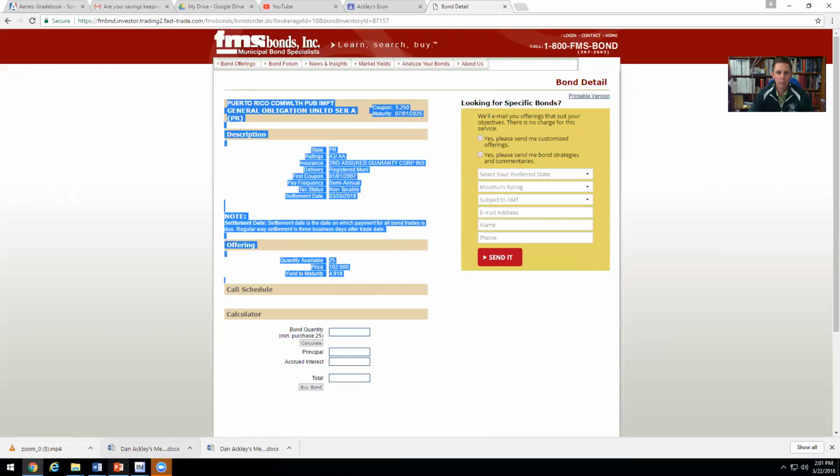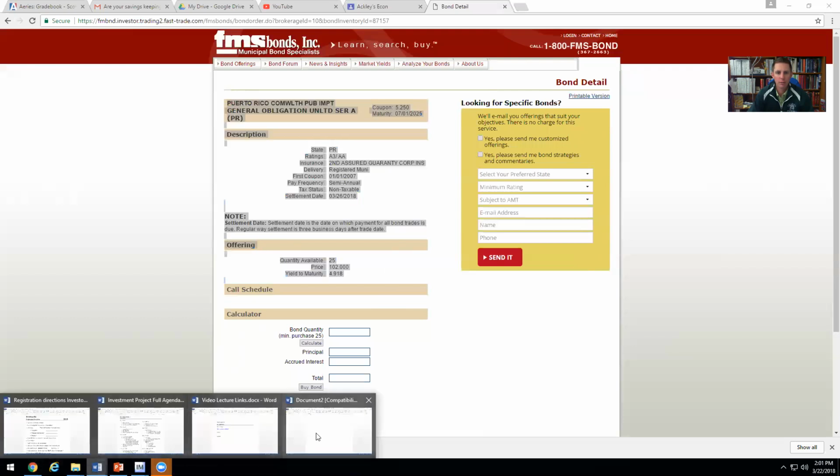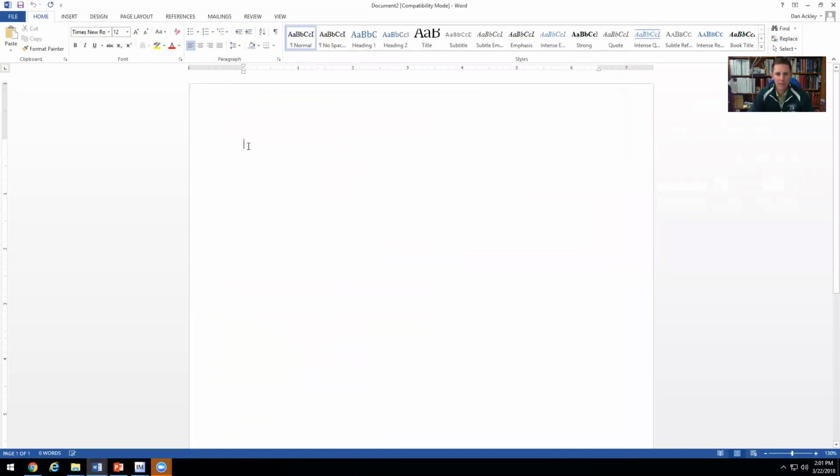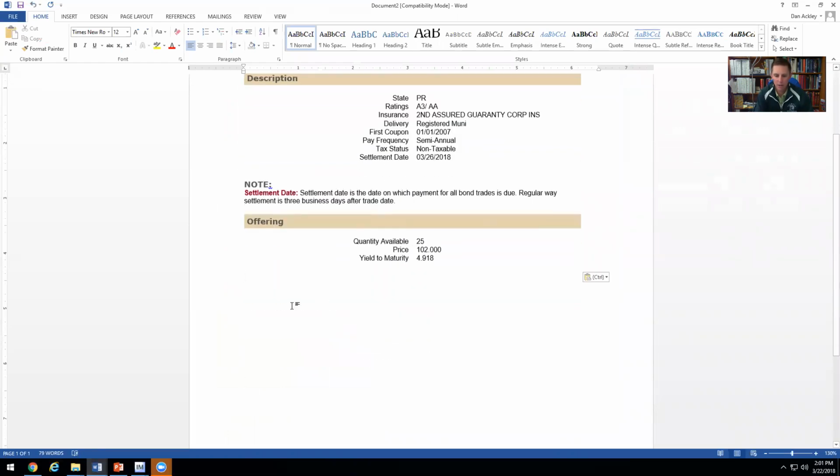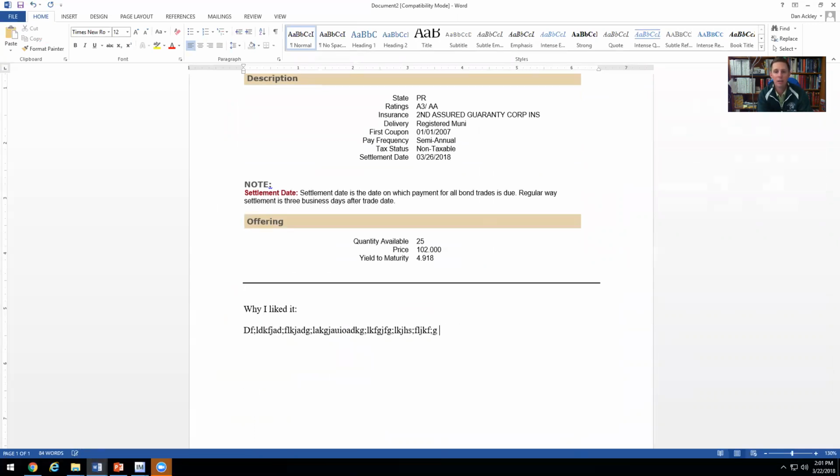You would then open up a Word document, paste it as I'm doing here. And then here at the bottom, just go ahead and do a little break there. And then here in the bottom, why I liked it. So essentially, I just want a paragraph of why I liked it. And let me actually do it for you.